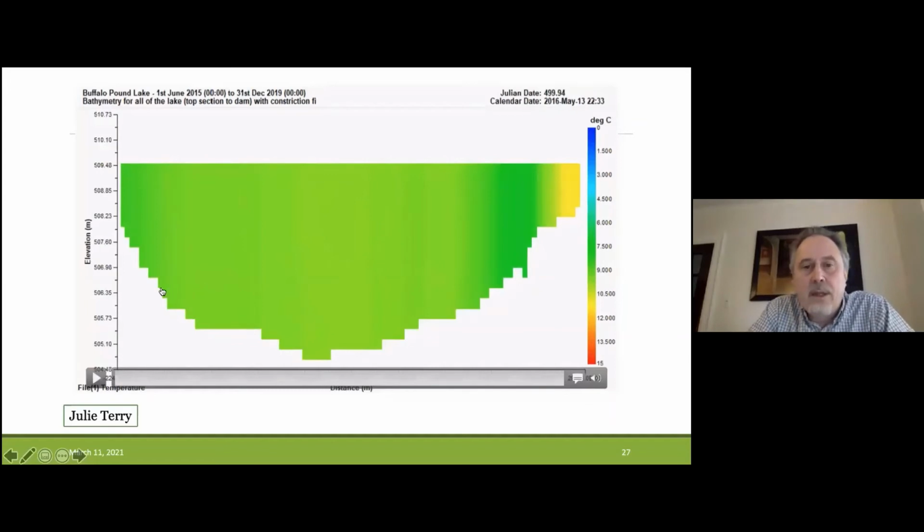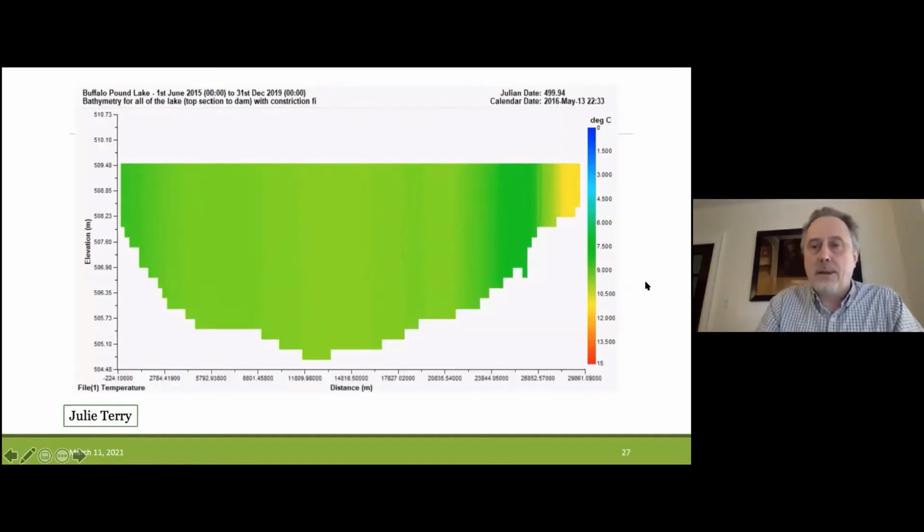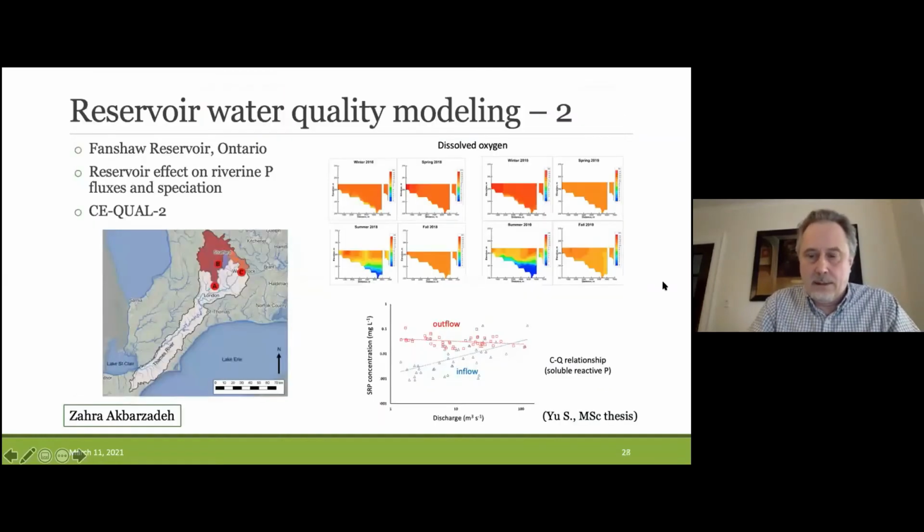So that means that we don't have to worry too much about thermal stratification in this basin. Thermal stratification is often associated with oxygen depletion in the lower part of a lake or reservoir, and that has a big effect on the internal loading of phosphorus. And that's actually the topic of this second project. It's a master's thesis where Zara was providing support.